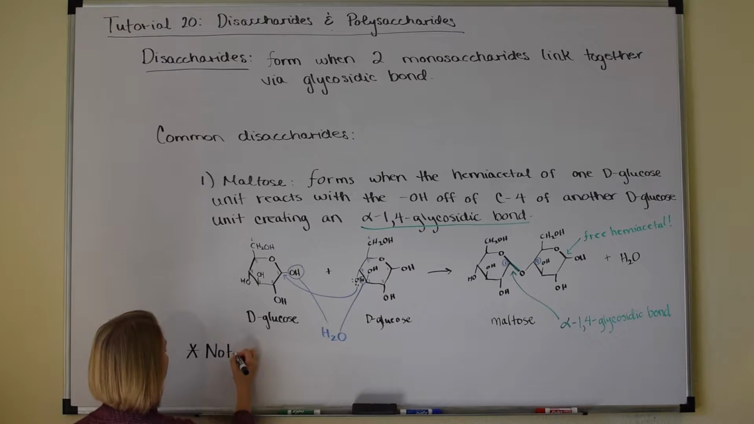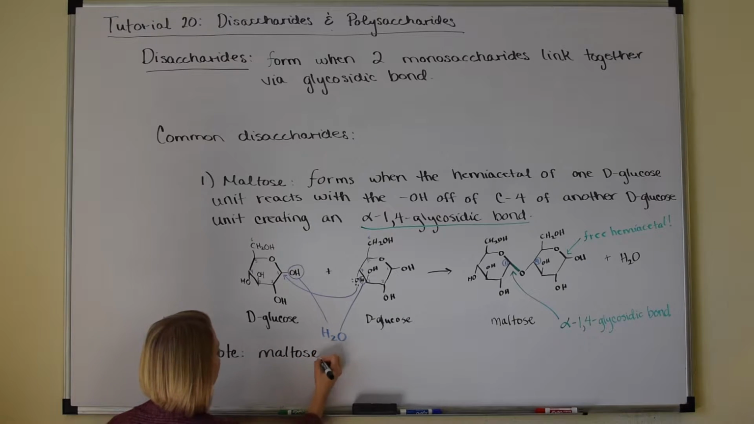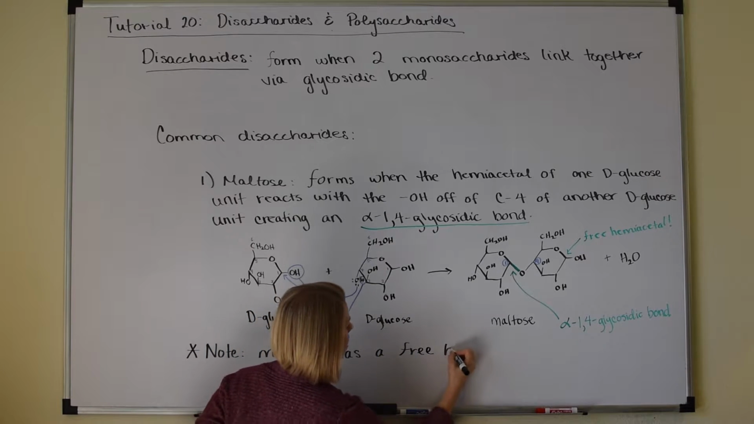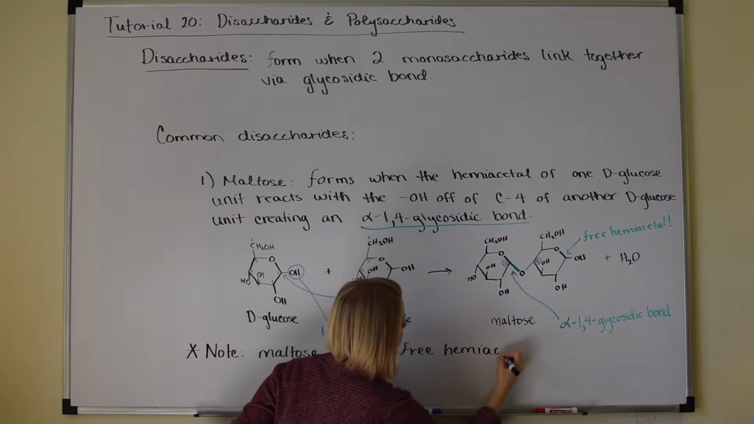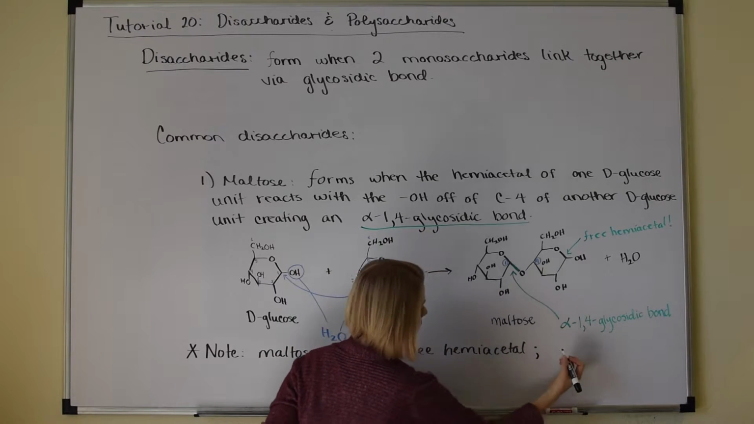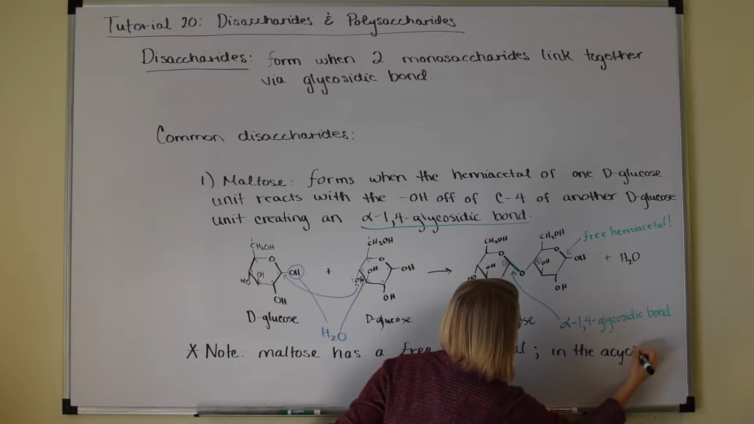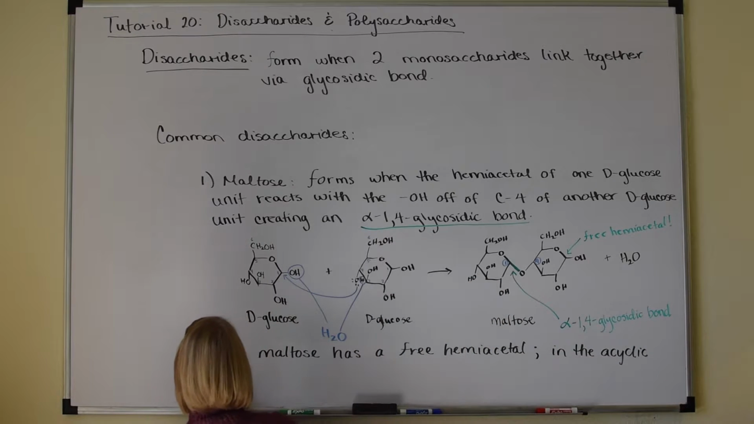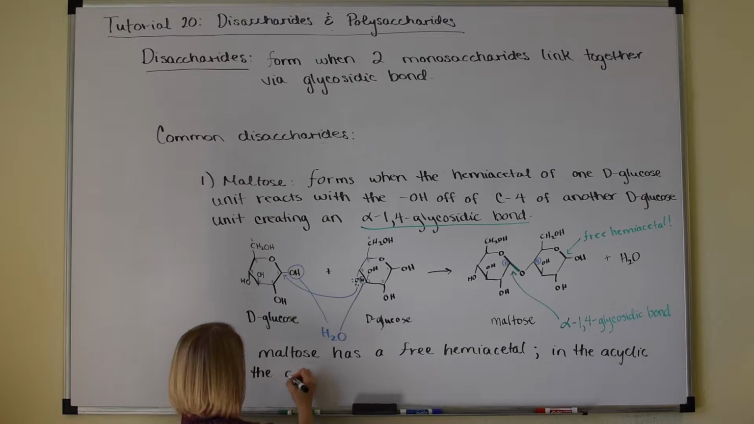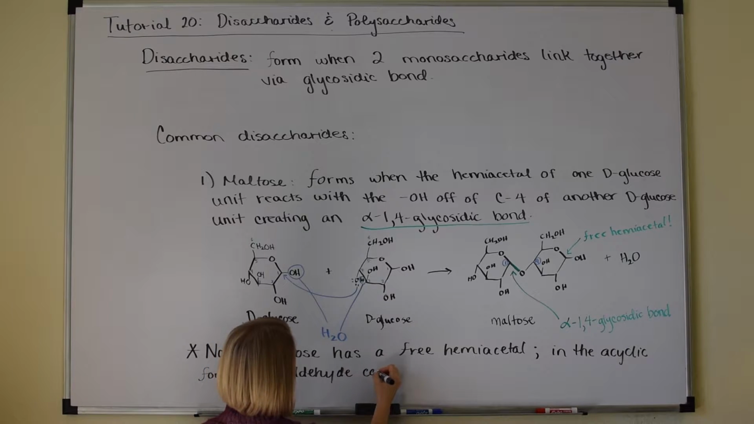Note, maltose has a free hemiacetal. In the acyclic form, the aldehyde can be oxidized.